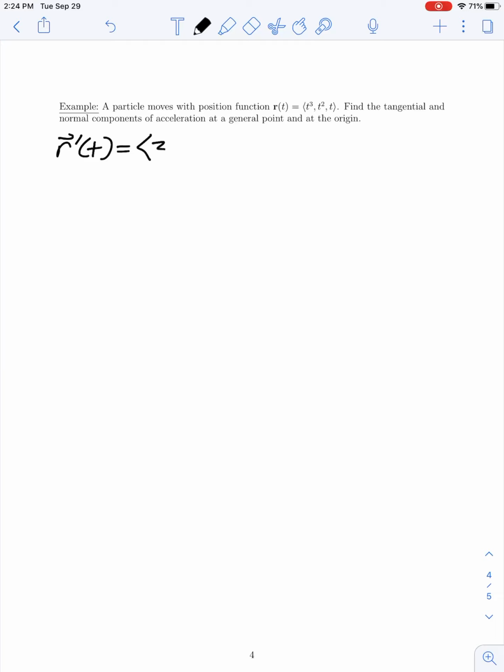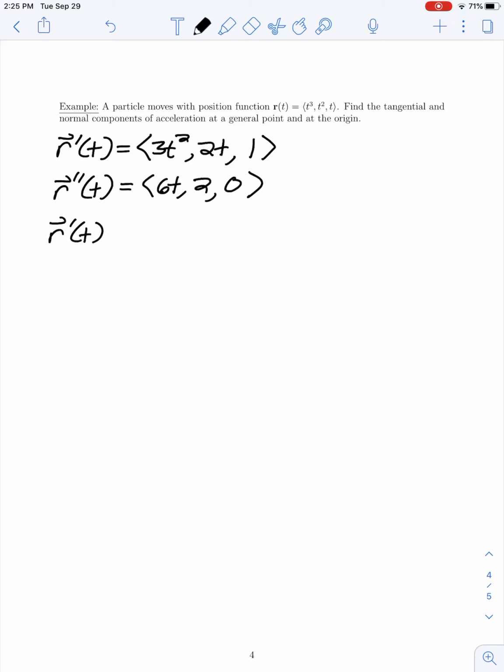Here r prime of t would be 3t squared, 2t, and 1. And the second derivative, r double prime of t, would be 6t, 2, and 0. Once we have these, we want to calculate the dot product of these two vectors, which would be given by 18t cubed plus 4t plus 0.